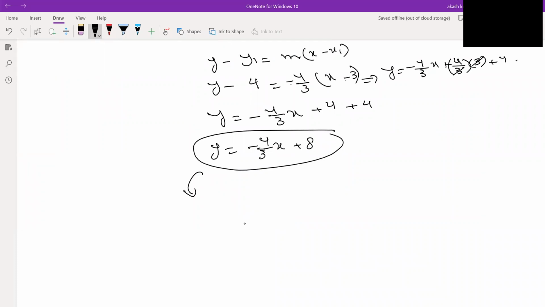Can we simplify our equation and write it in this form? 3y is equal to minus 4x plus 24. How come? Wait a minute. In the answer they have 25, but we have got 24. y minus 4 is equal to minus 3 over 4.